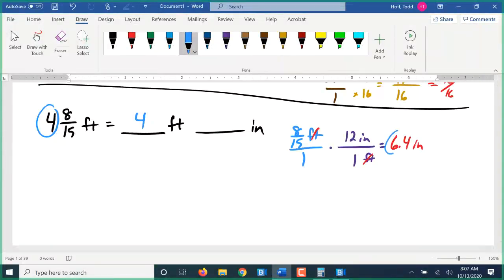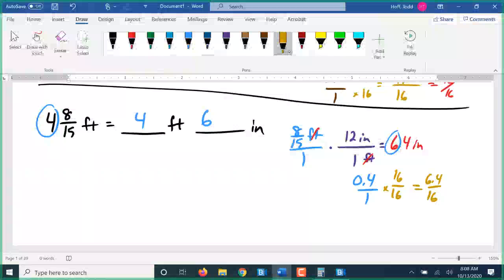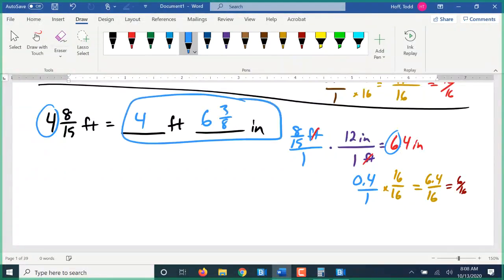Now again, I'm going to take off the whole number, the 6 whole inches. And that 0.4 is going to get converted into sixteenths. Now we've done this one before. 1 times 16 is 16. 0.4 times 16 is 6.4. So again, that's between 6 sixteenths and 7 sixteenths. Closer to the 6. 6 sixteenths, which reduces to 3/8. Says 4 feet, 6 3/8 inches if I want it split up into feet and inches in sixteenths.